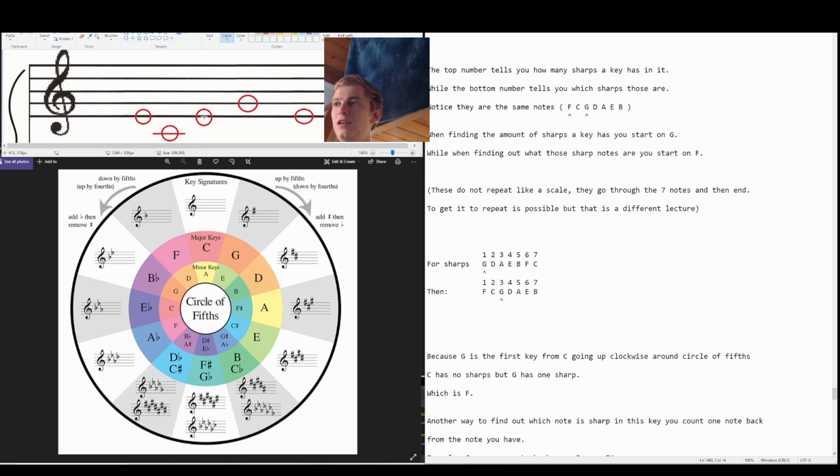We have an E here on the line. So we go G, D, A, E. So we have those 4 sharps. What are those 4 sharps?